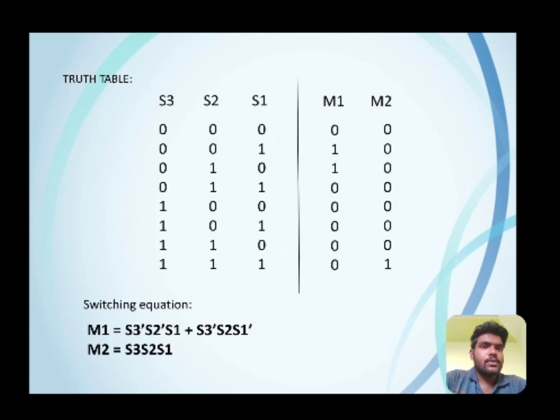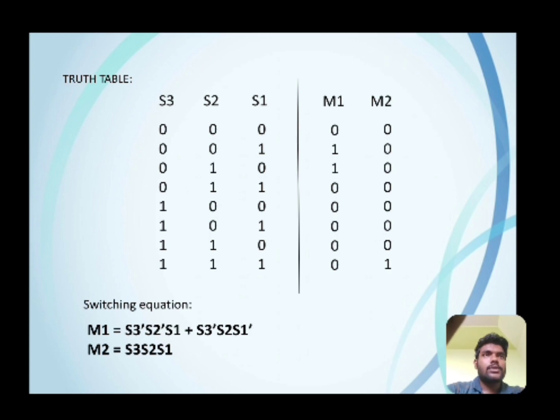Inputs S3, S2, S1 and outputs M1, M2. The 8 combinations are 000, 001, 010, 011, 100, 101, 110, 111. Now draw the output according to the conditions. M2 is to run anytime when all three sensors are on. When all three sensors are on, meaning 1, 1, 1, M2 is on.